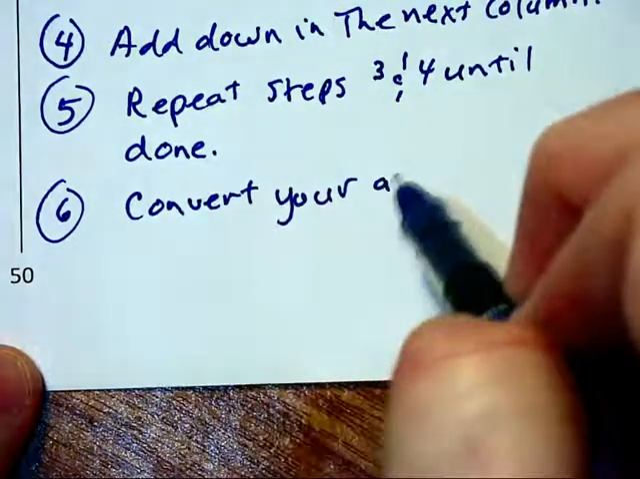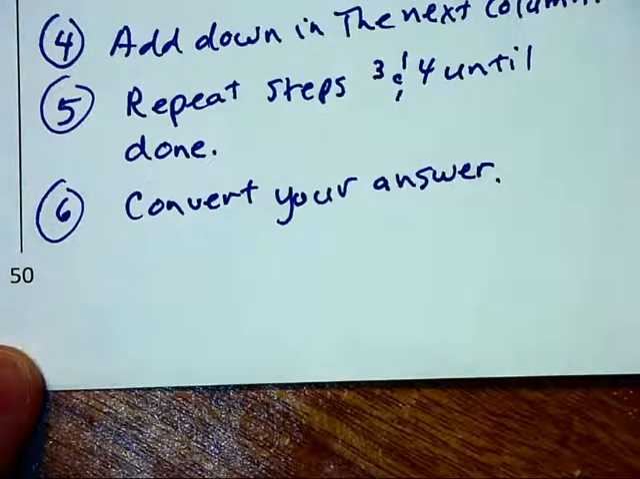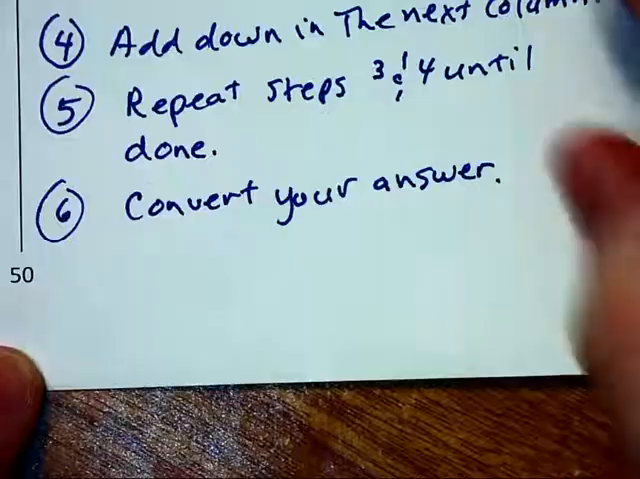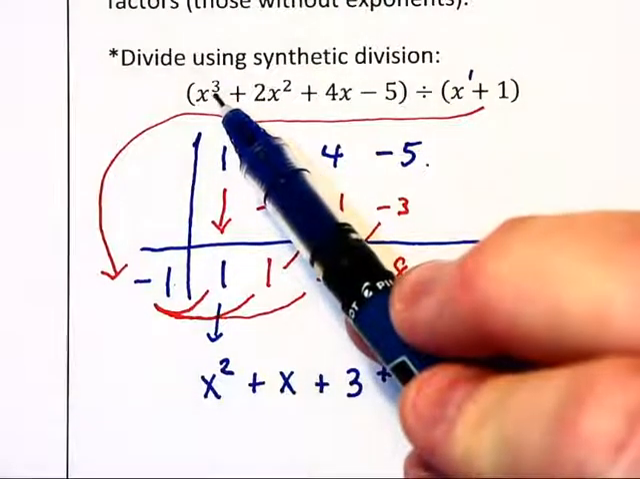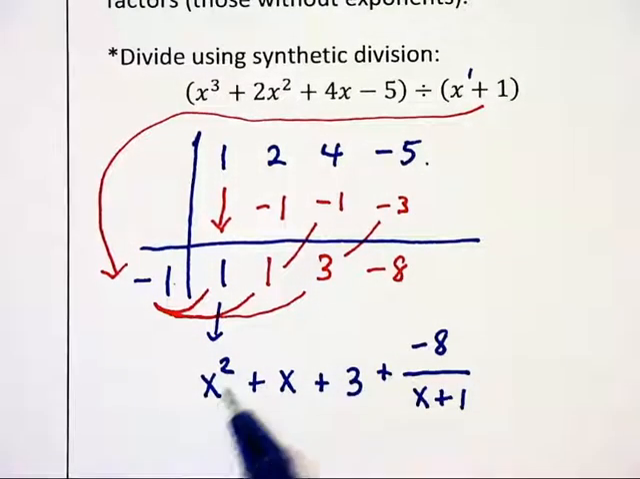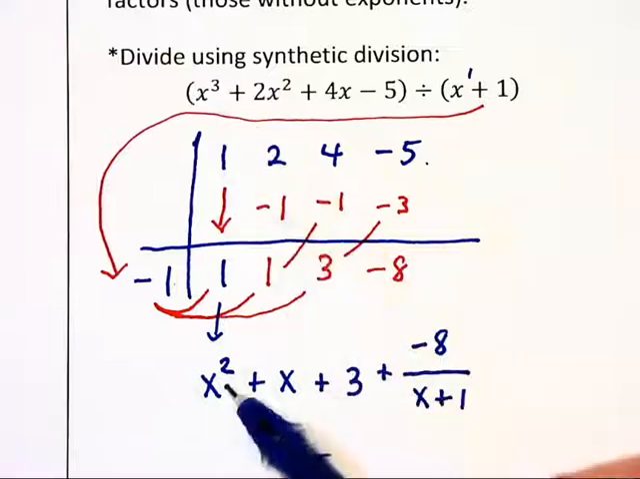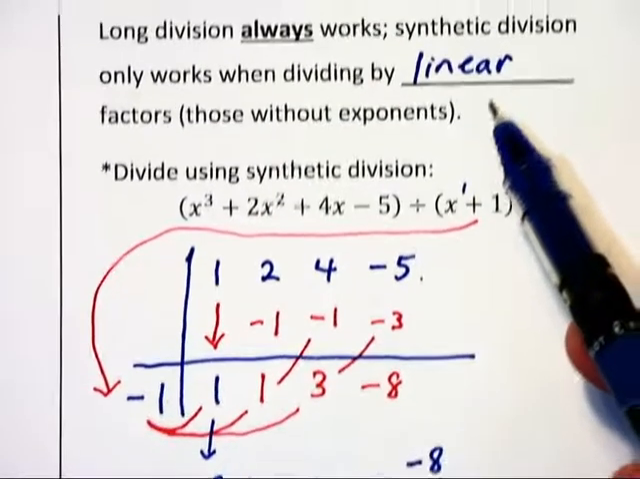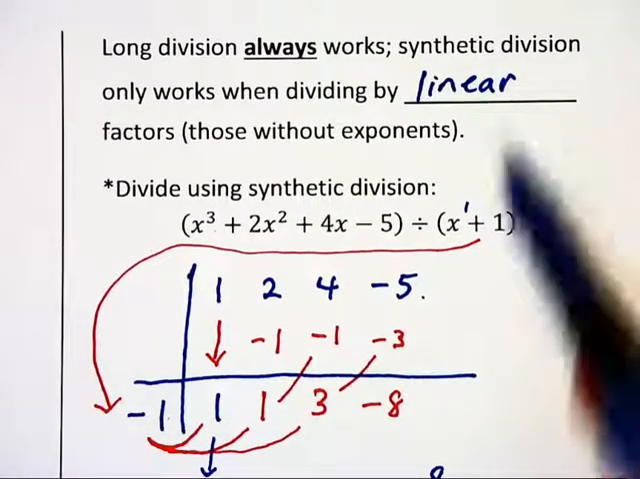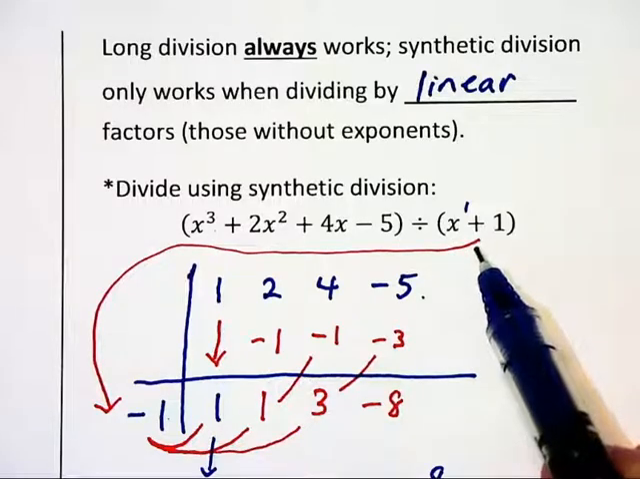Now, when you do this, you will always start by decreasing the exponent by 1 from your original problem. Up above here, we began with x to the third, we divided by x, we started with x squared. So whatever this is, x to the third, would drop down by 1 to give you x to the second. You will only be dividing by x to the first power because we've said you're only dividing by linear terms. If you were dividing by x squared plus 1, synthetic division would not work.